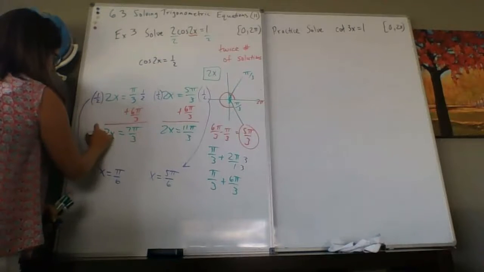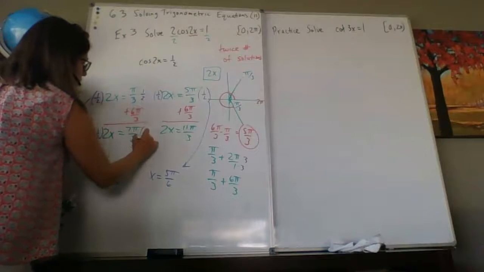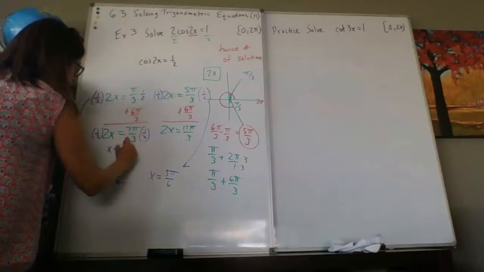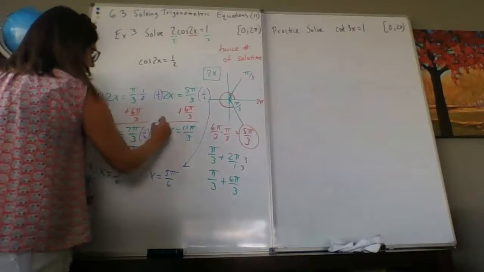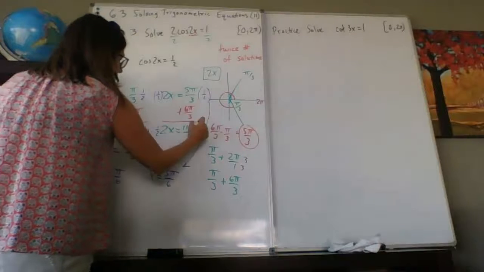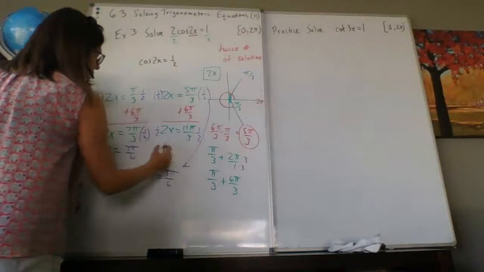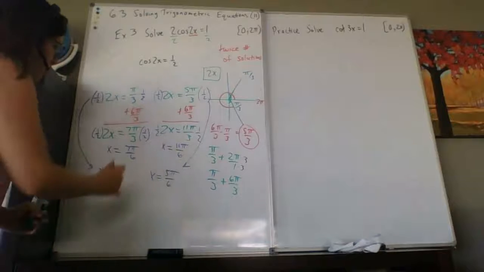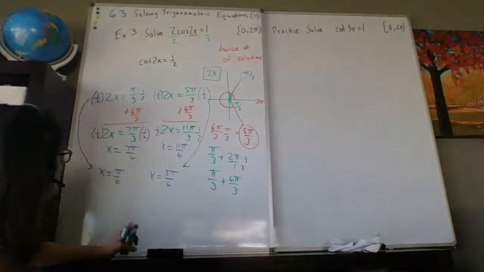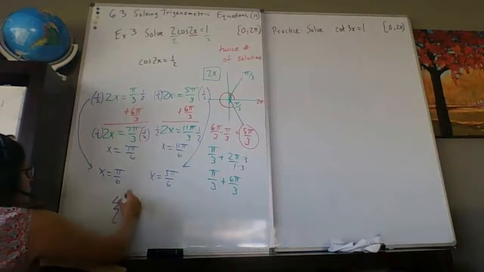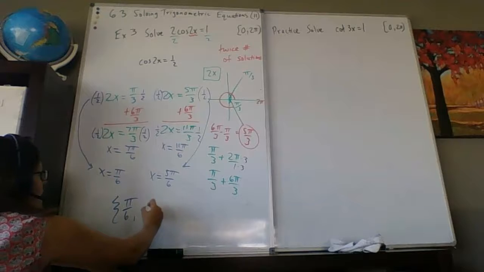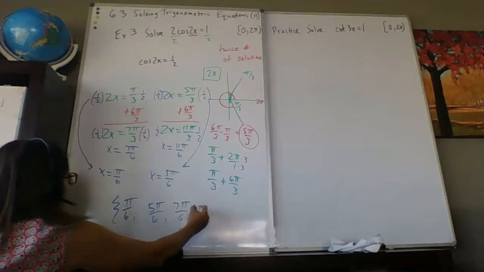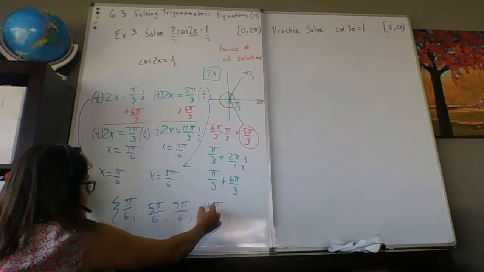And we can see that here. Or you could skip writing it, and we get here x equals 7 pi over 6, and here multiplying by 1/2 to both sides, we get x equals 11 pi over 6. So these are our four answers, and I'll go ahead and write them in increasing order. We get pi over 6, 5 pi over 6, 7 pi over 6, and 11 pi over 6.